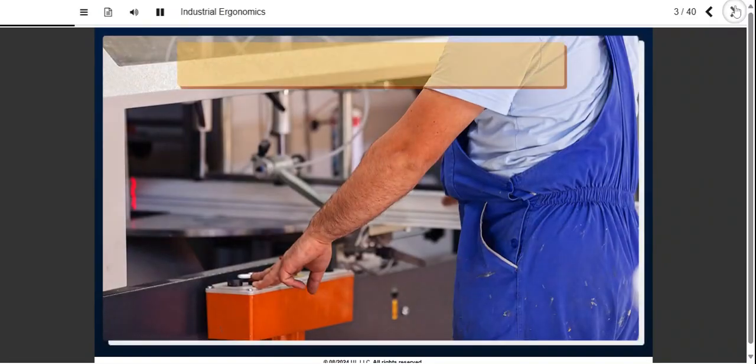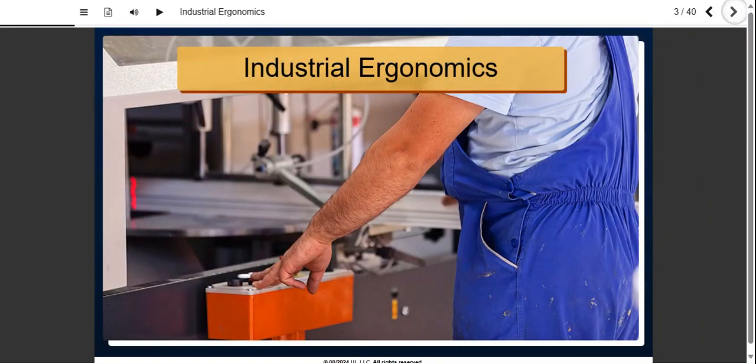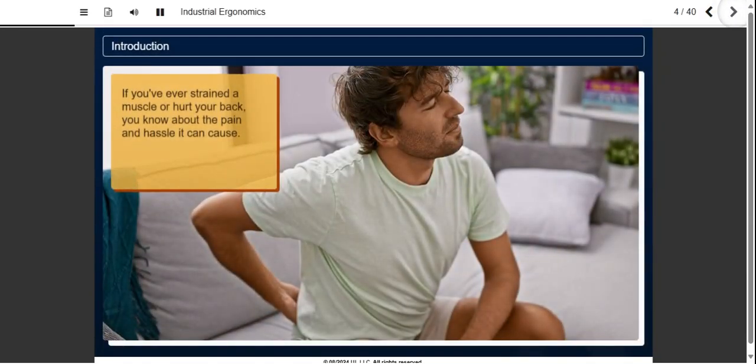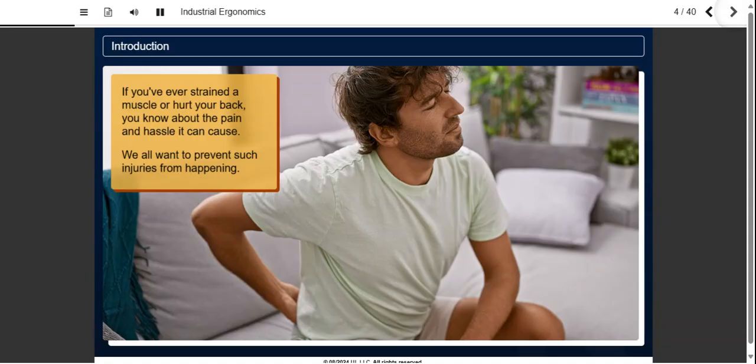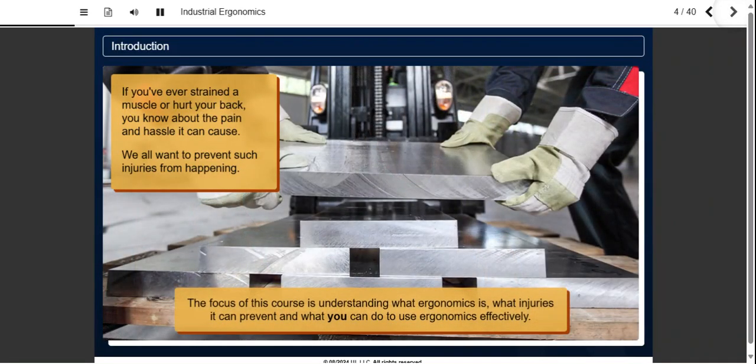Welcome to our course on industrial ergonomics. If you've ever strained a muscle or hurt your back, you know what a pain, both literally and figuratively, it can be. We all want to prevent such injuries from happening instead of letting them happen and then seeking treatment. The focus of this course is understanding what ergonomics is. You'll also learn about the injuries related to ergonomic stress and what you can do to prevent those injuries.